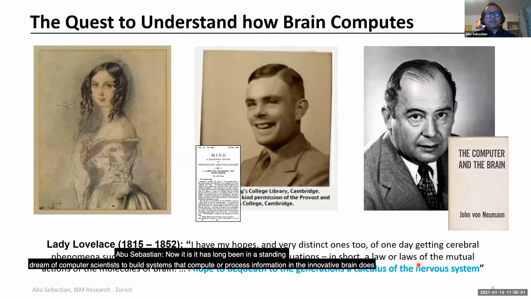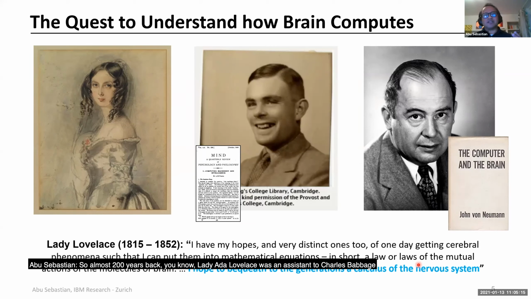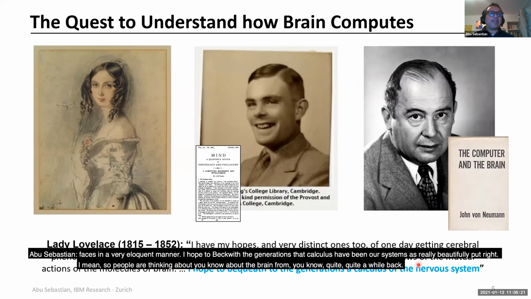Now, it has long been a standing dream of computer scientists to build systems that compute or process information in a way the brain does. So almost 200 years back, Lady Ada Lovelace, who was an assistant to Charles Babbage, phrased in a very eloquent manner, "I hope to bequeath to the generations a calculus of the nervous system." So it's really beautifully put, right? I mean, people have been thinking about the brain from quite a while back.